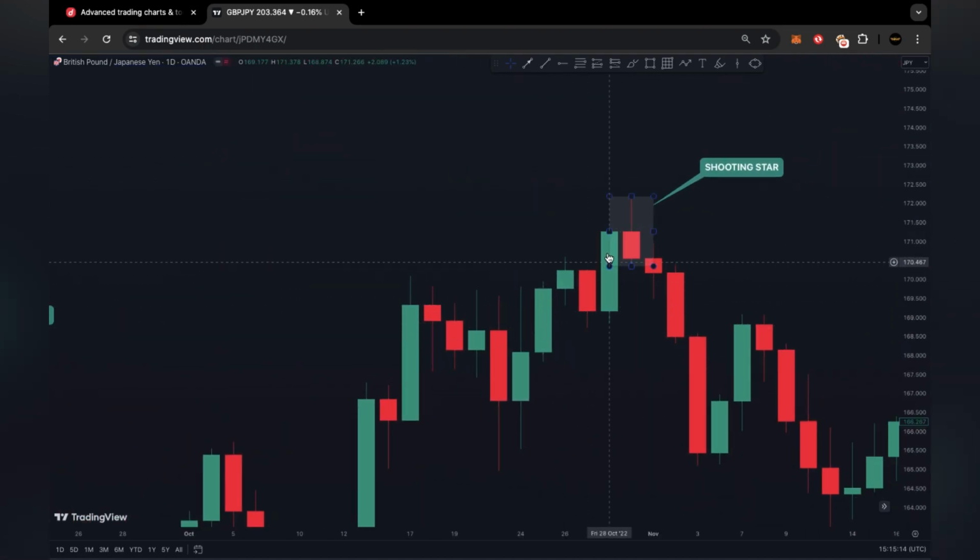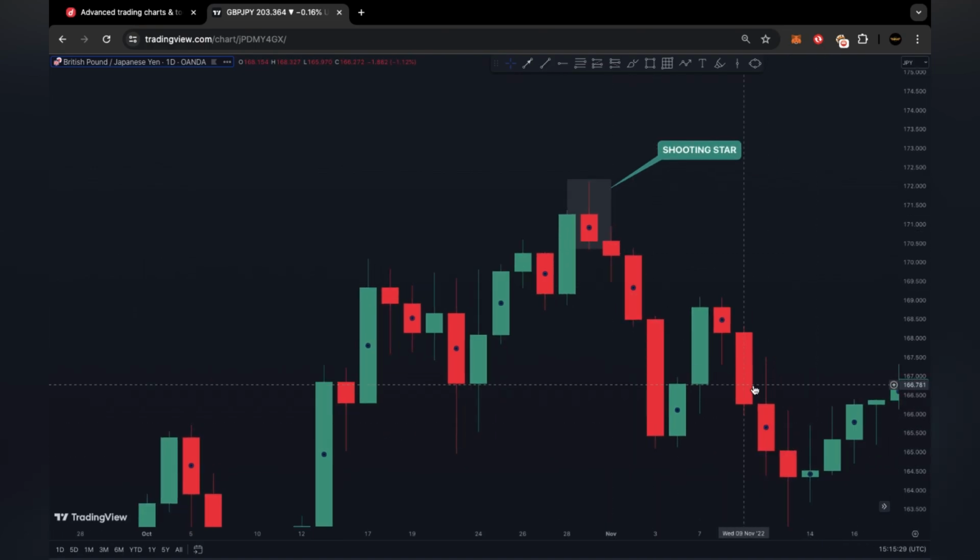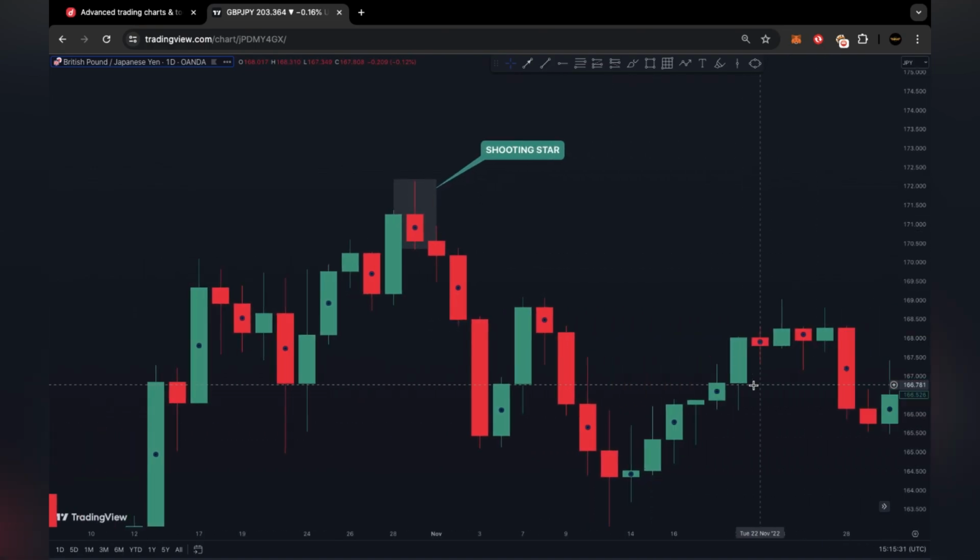So this is another example of a shooting star. You can see also the rejection here, massive rejection. When we had the rejection, price closed below its open. So price opened here, closed below, and then after the close you can see how much of a drop we had on this particular structure. This is also a shooting star.